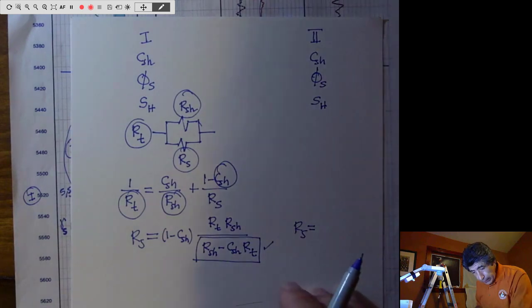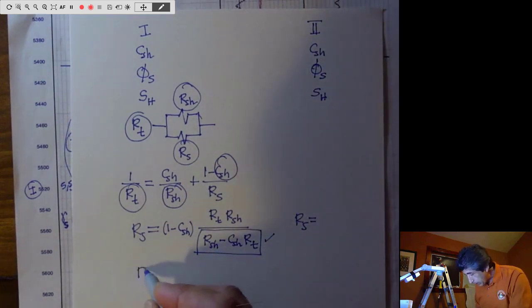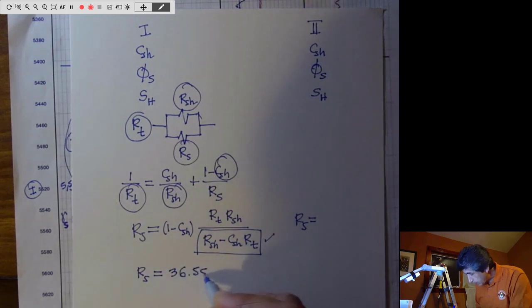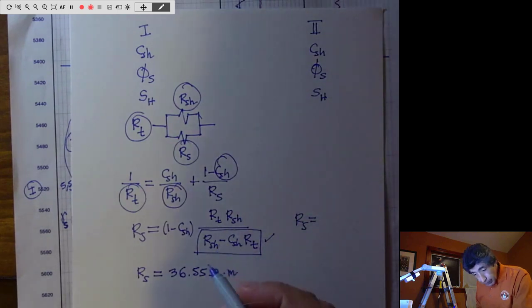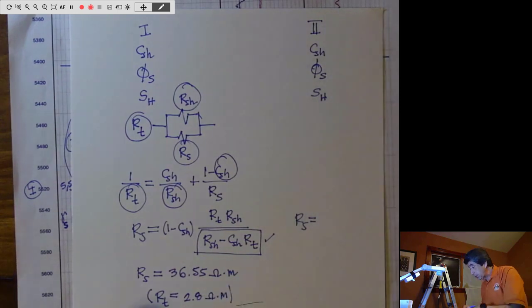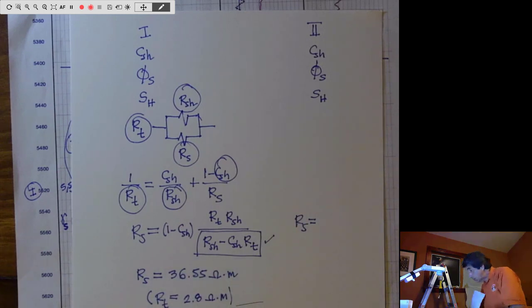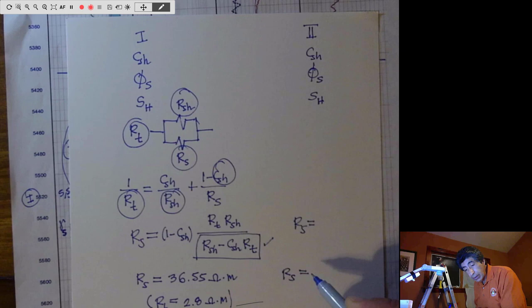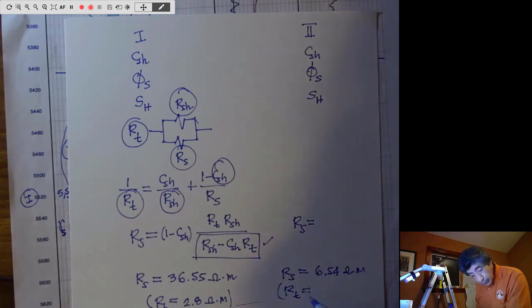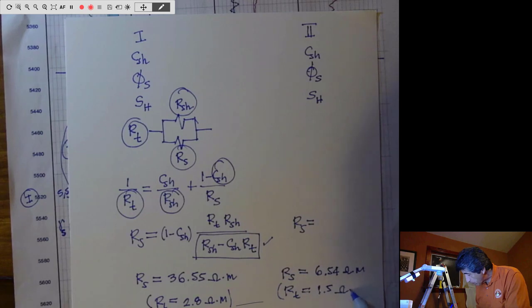So if you do that calculation for sandstone number 1, you're going to find that the resistivity of the sand turns out to be 36.55 ohm-meters. Just to remind you, the measured resistivity, RT, was 2.8 ohm-meters for this example. Now, if you do the same calculation for the second sandstone, using the same formula, you're going to find that the resistivity of the sandstone in this example is about 6.54 ohm-meters, for an initial RT of 1.5 ohm-meters. All right, what does it mean?